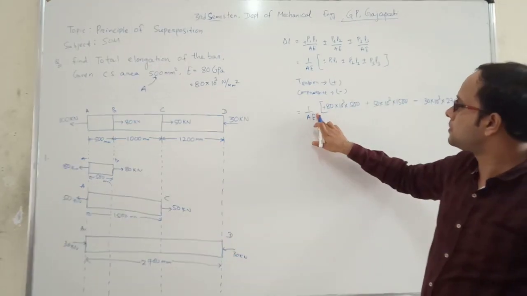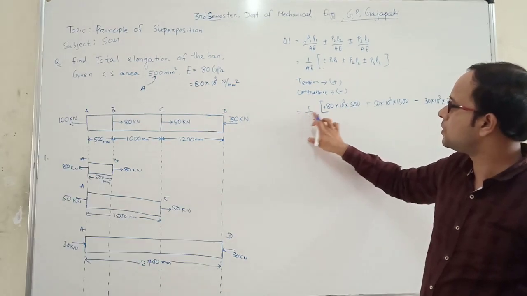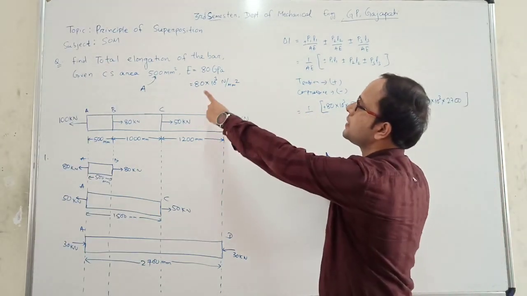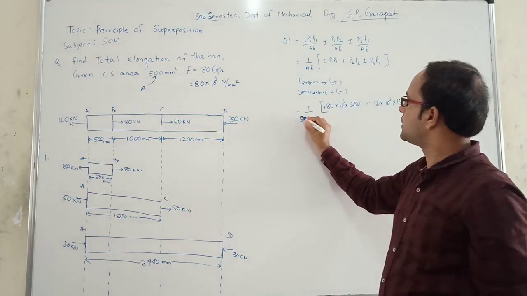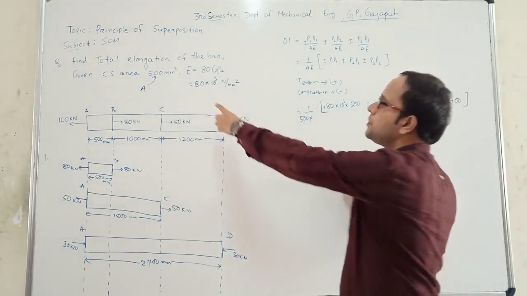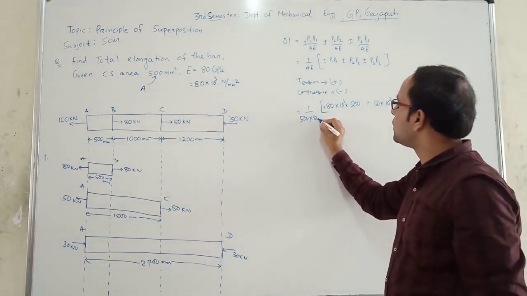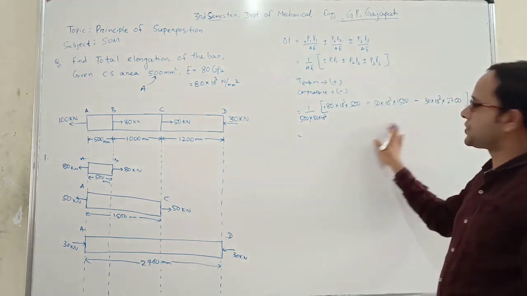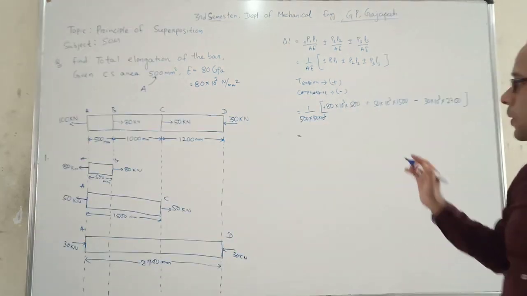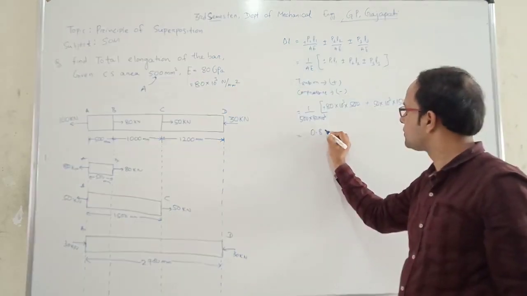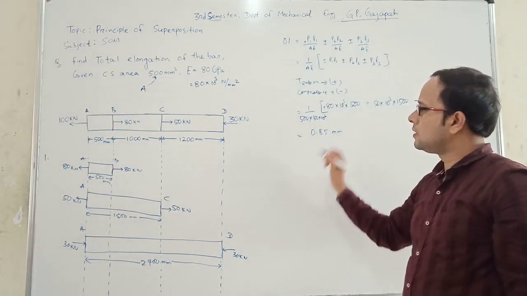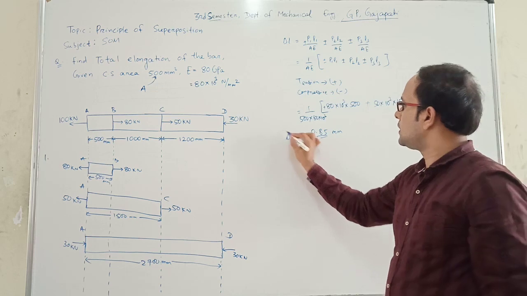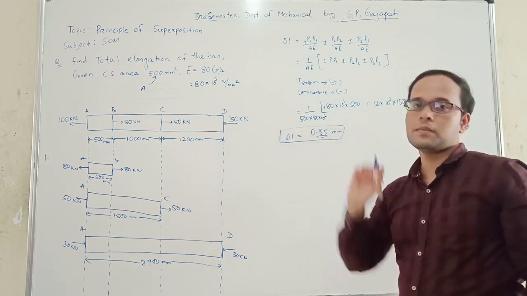So in place of AE, you can put the value. What is the cross sectional area here? 500 millimeter square. And what is the value of E here? 80 into 10 to the power 3. Now after calculation, we will get the value 0.85. So this is nothing but total elongation of the body.